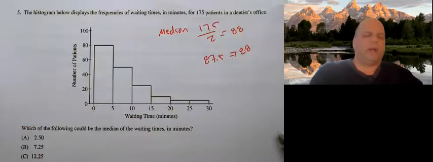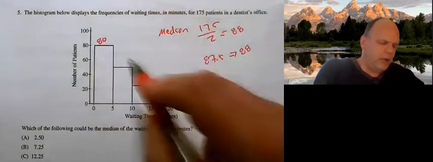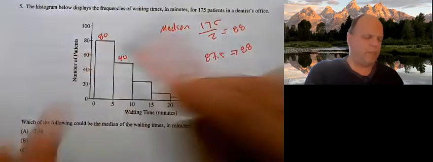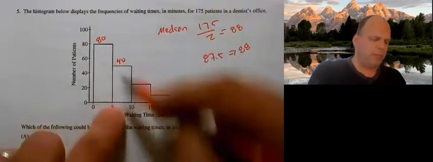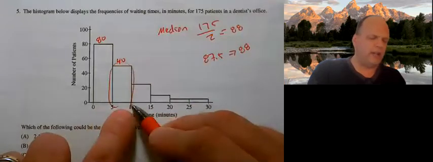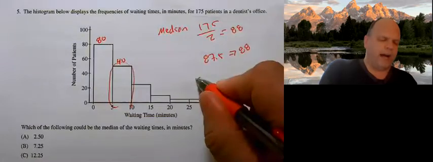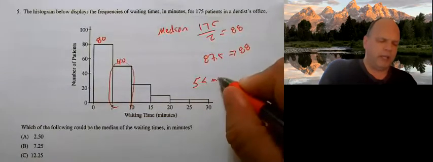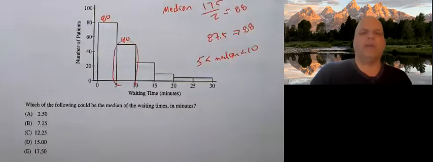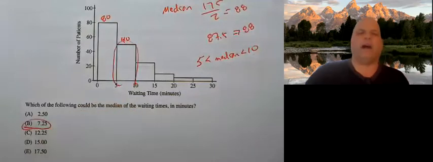All right, so what do I need to do? This tells me I have 80 people about here, and here I have about 40 people. So somewhere in this bar, I don't know where, it could be as low as 5 or high as 10, is my median. So my median is going to be greater than 5 and less than 10. Well, the only choice between 5 and 10 is B, 7.25.